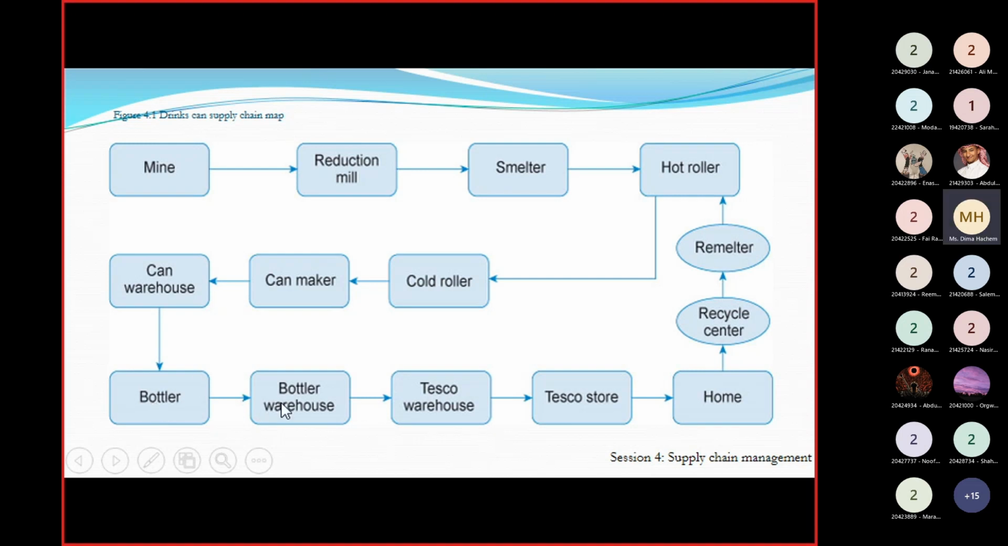Okay, and then after the drink is filled, the cans that have drink inside will be stored in a warehouse. And then it goes to the supermarket warehouse. And then from the supermarket warehouse to the Tesco store. And then from Tesco store to the customer's home. All right? Now, from the customer's home, hopefully, the customer will send it to a recycle center. They will remelt it. They will send it again to the hot roller, and it will repeat the process again.